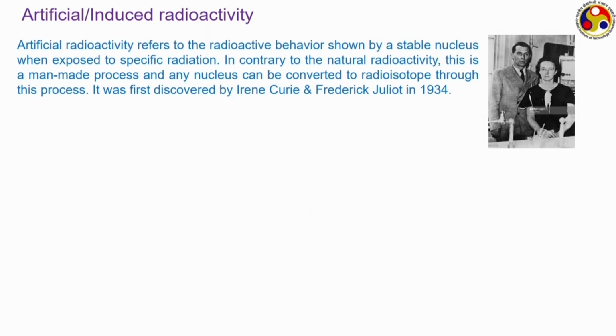This is definitely a man-made process, a very much artificial process, and it is a very important concept to have, because if we can identify exactly for which kind of radiation any given nucleus will show radioactivity, then basically we can convert any isotope to something else, or I can say that any natural isotope can be converted to a radioisotope only by subjecting it to some kind of suitable radiation.